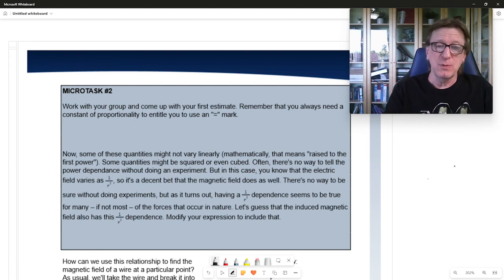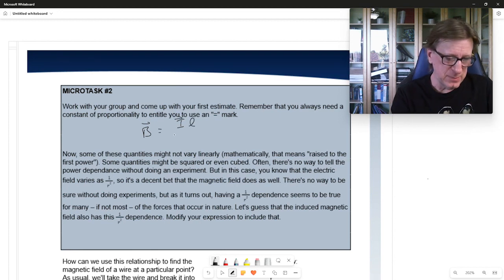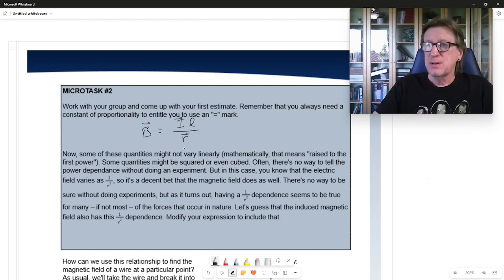You got it? Okay, well, you should have come up with something similar to my magnetic field, which is a vector. Remember, it's going to depend upon the current in the top and the length of the wire, also in the top because it's directly proportional. And then my distance away from the wire, which is also going to be a vector, must be in the bottom because it's inversely proportional.